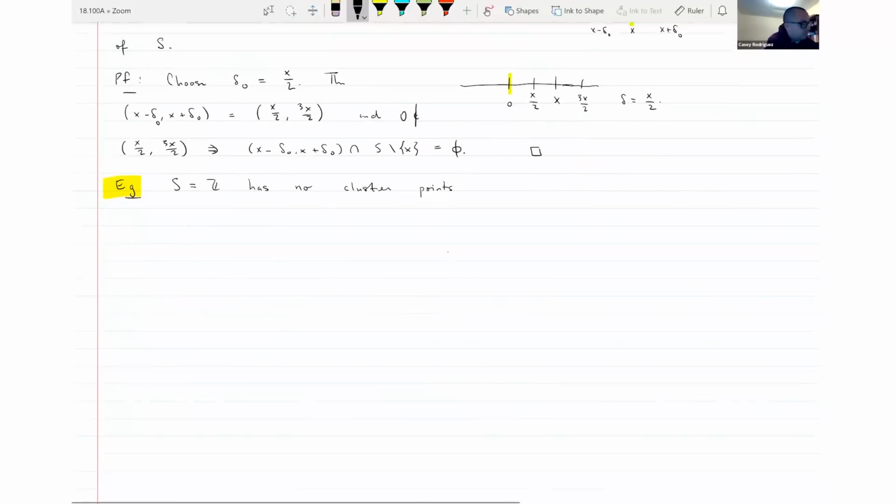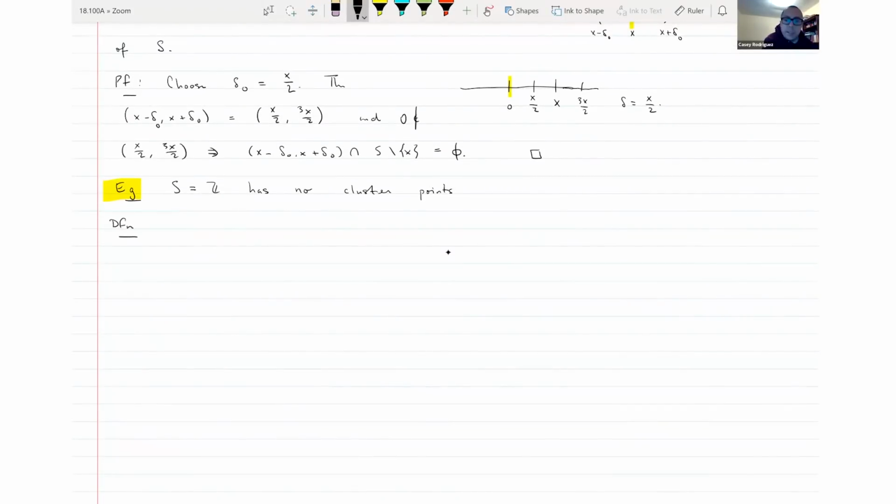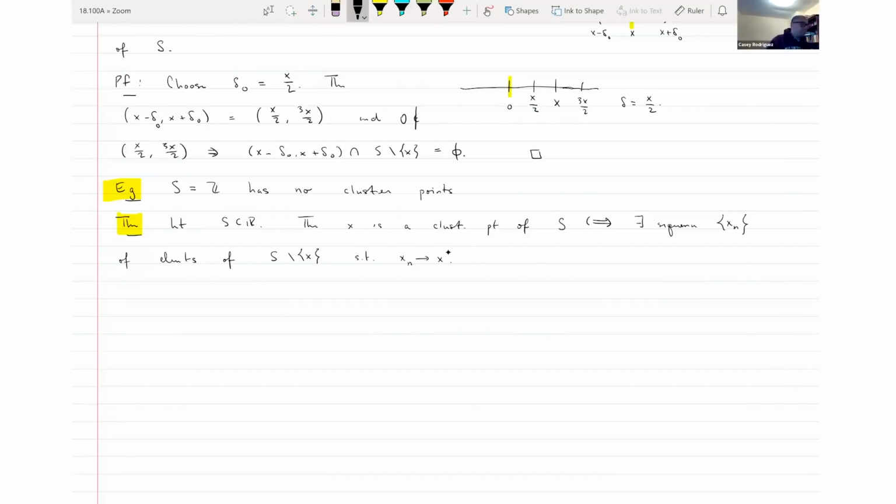All right, so with the definition of cluster points, let me first state the theorem that, in fact, you proved in the assignment: let S be a subset of R, and X is a cluster point of S if and only if there exists a sequence Xn of elements of S take away X such that Xn converges to X. Okay, and that was in the assignment. You proved that basically using the squeeze theorem in the definition.